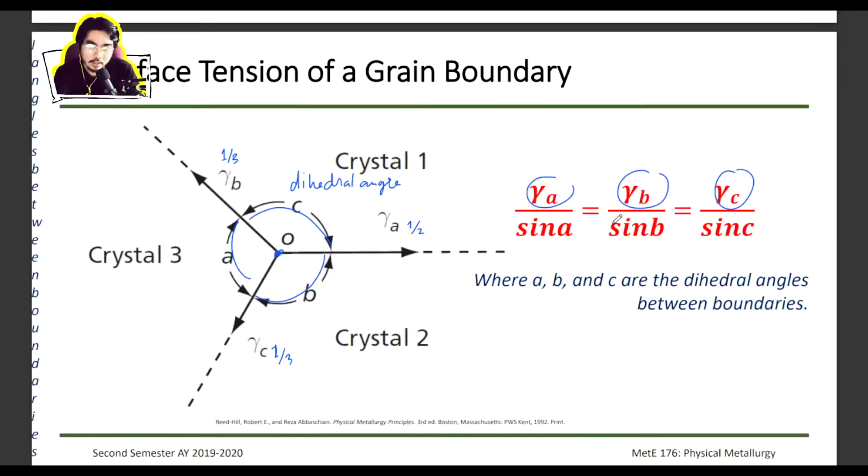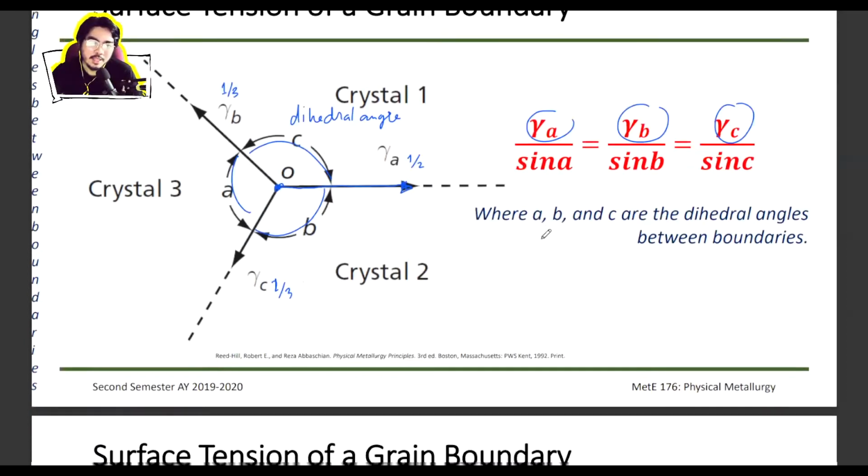Okay, so this is a dihedral angle, this is a dihedral angle, and this is also a dihedral angle. The relationship is that sigma A over the opposite dihedral angle, so if this is your surface tension or surface energy right here, the opposite dihedral angle, which is this one, is what you use as the divisor. So sigma A over sine A is equal to sigma B over sine B is equal to sigma C over sine C. So if you know these angles, then you will be able to compute it.